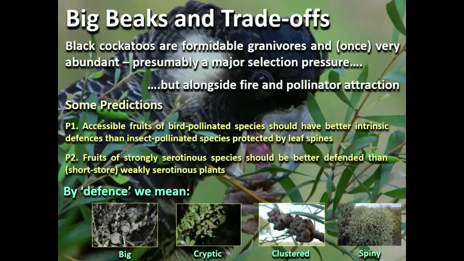So we put all of that together and we came up with these various predictions. If you are bird-pollinated and produce these accessible flowers and therefore, by inference, fruits, then those fruits, those woody capsules that protect the seed, should have high levels of intrinsic defense. And equally, if you're one of these strongly serotinous species that keeps seeds on the plant for maybe 20, 30 years, again, you should probably have a very, very high level of intrinsic fruit defense.